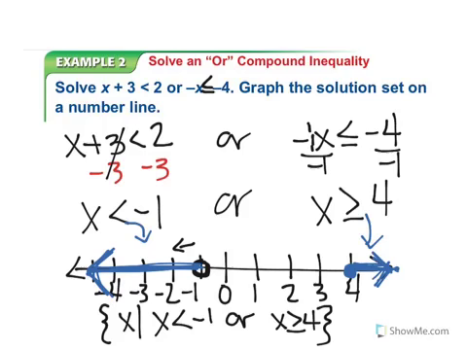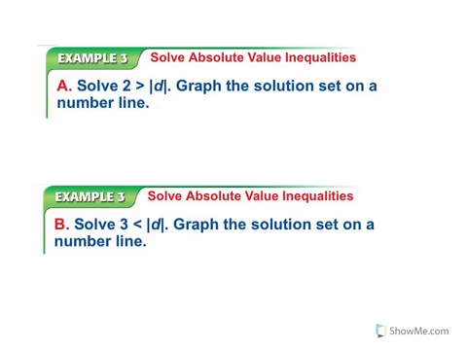Now for example 3. Solve 2 is greater than the absolute value of d. Graph the solution set on a number line. If we think back to absolute value means the distance from a point on a number line. So what we want is the distance from 0. Okay? So this means we want our distance to be less than 2 units from our 0.